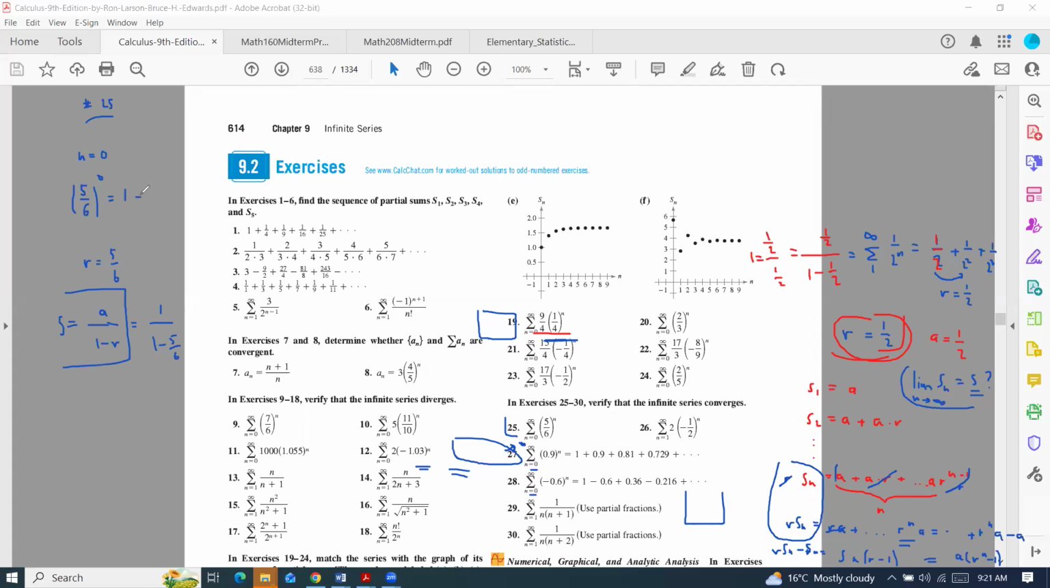A, first term, 1 and 5 over 6, and we end up with the answer. 1 minus 5 over 6 is 1 over 6. And when we divide by 1 over 6, we multiply by its reciprocal, 6 over 1, so the answer is 6. So we don't just say if it's convergent or divergent, we find the sum of it.